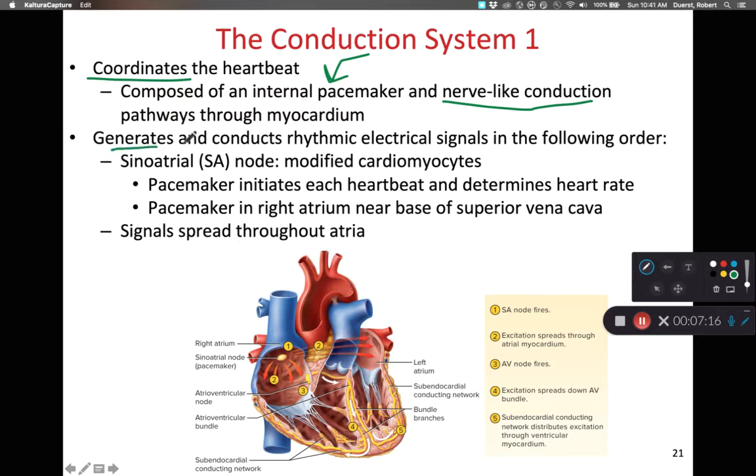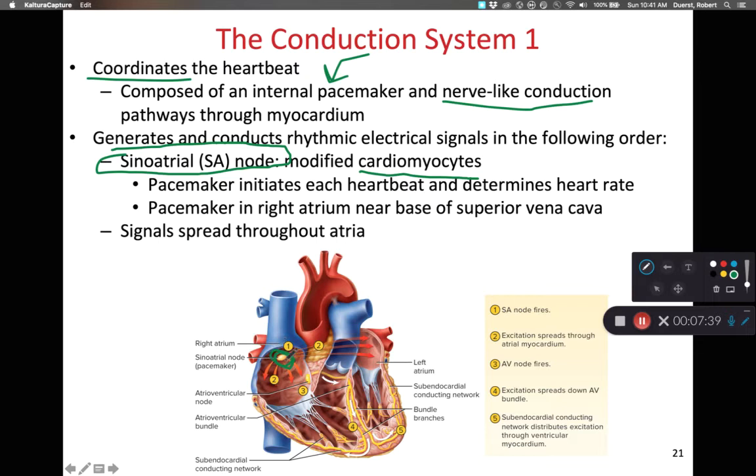We're going to start off with the SA, or sinoatrial node. This is going to be made of some modified cardiomyocytes, which makes it rather difficult to see in a heart dissection, because the cardiomyocytes that make up the SA node blend in with the other cardiomyocytes that make up the wall of the right atria. But it's located right here. There's our SA node right here.